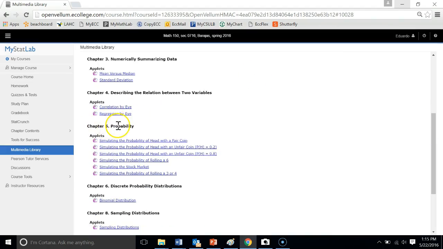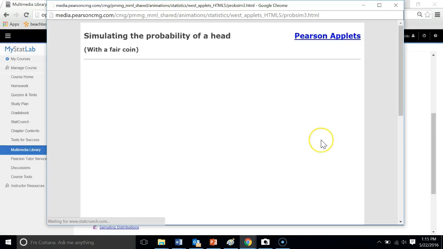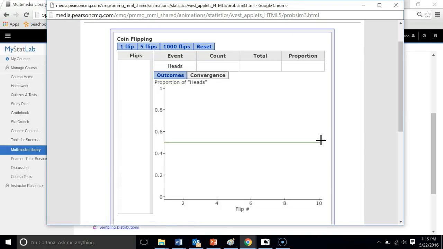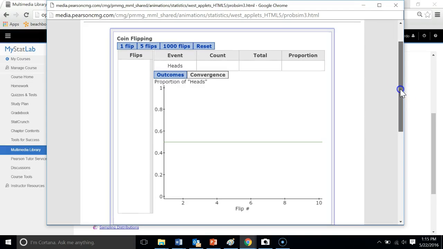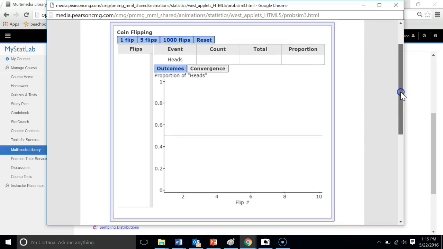And right here under Chapter 5, we want to use this one, Simulating the Probability of Head with a Fair Coin. Select that. Now, of course, a fair coin means that there's an equal chance of getting a tails as there is getting a heads. And from our previous work, we know that has to be 50%. But let's pretend that we don't know that. Of course, classical probability is what told us that the odds are 1 out of 2 or 50%, but we're going to pretend we don't know that, and we're going to approach this with this simulation.